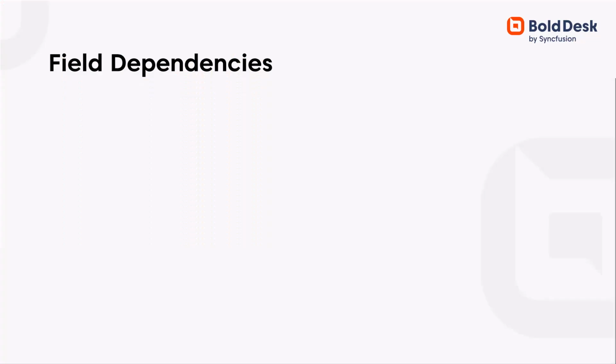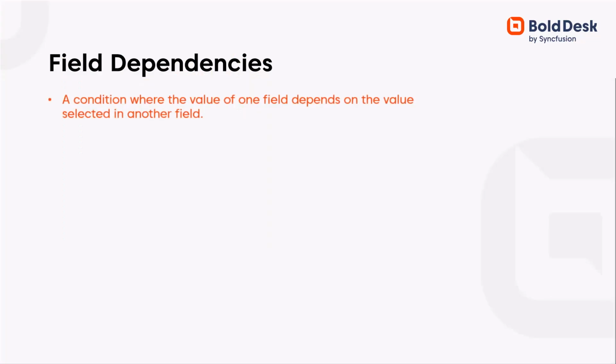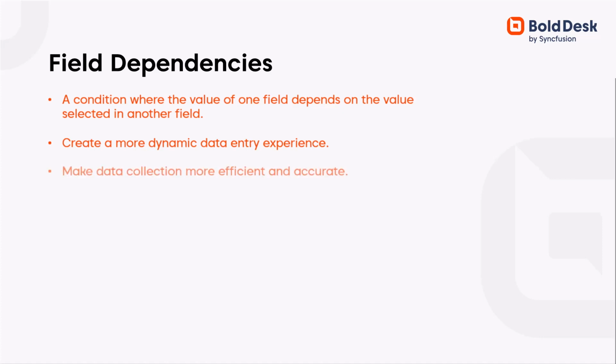Field dependency refers to a condition where the value of one field depends on the value selected in another field. This dependency is designed to create a more dynamic data entry experience. This way, you can avoid irrelevant or invalid options, making your data collection more efficient and accurate.